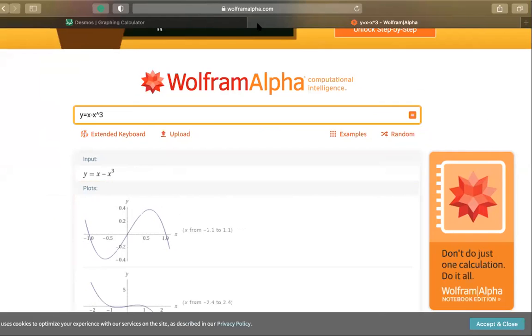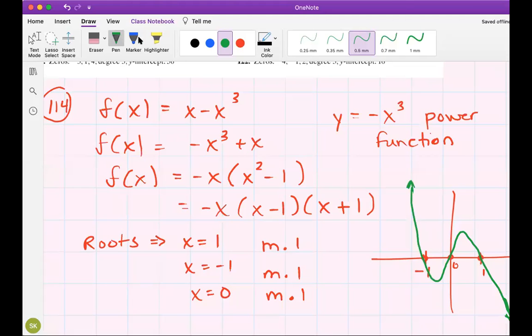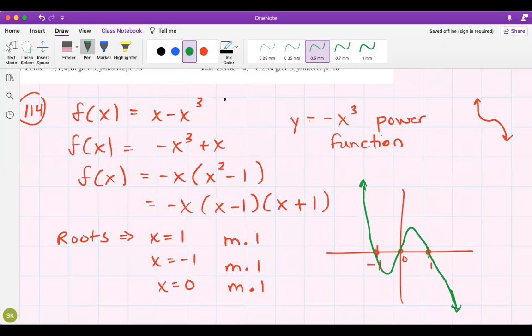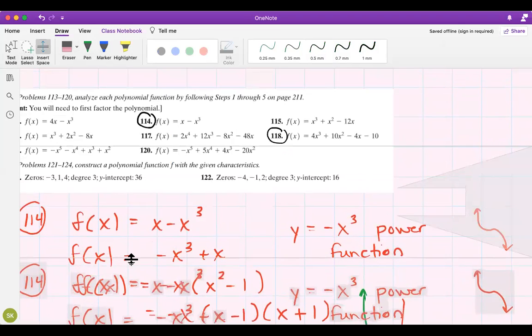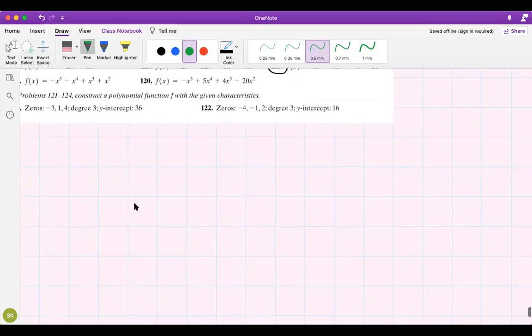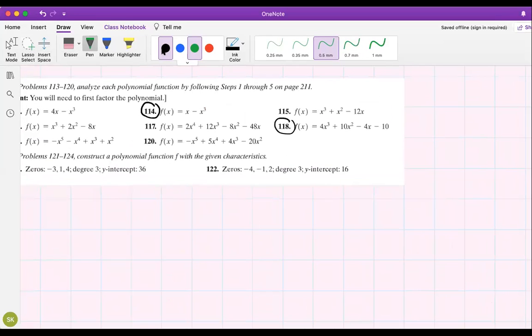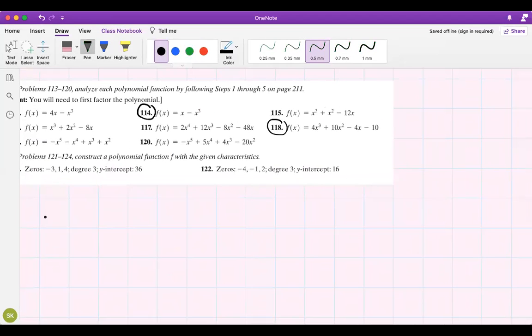Okay, let's go back to the OneNote. And I'm just going to start you on 118. I'm not going to do this full problem. I feel like we have enough information to graph this. So let's just write out what we need to do.